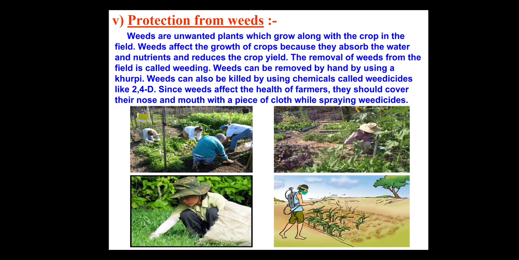Some unwanted plants may also grow along with the crop plants in the field area, and these compete with the crop plants for the nutrients. So, these unwanted plants are called weeds, and the process of removing weeds is called weeding, and some chemicals which are used to remove weeds are called weedicides. Example is 2,4-D. Also, mechanically they can be removed by pulling out.